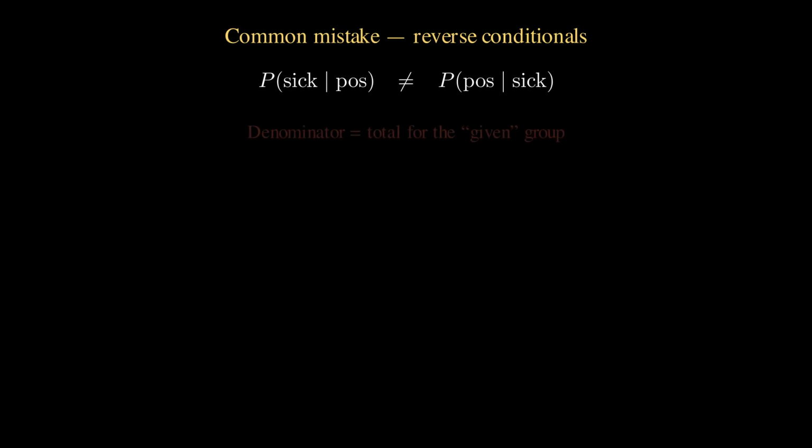Common mistake. Confusing probability of A given B with probability of B given A. They are different fractions. Probability of sick given positive is not the same as probability of positive given sick. The denominators live in different groups. Another frequent slip is using the grand total in the denominator when the problem gives you a row total or column total instead.